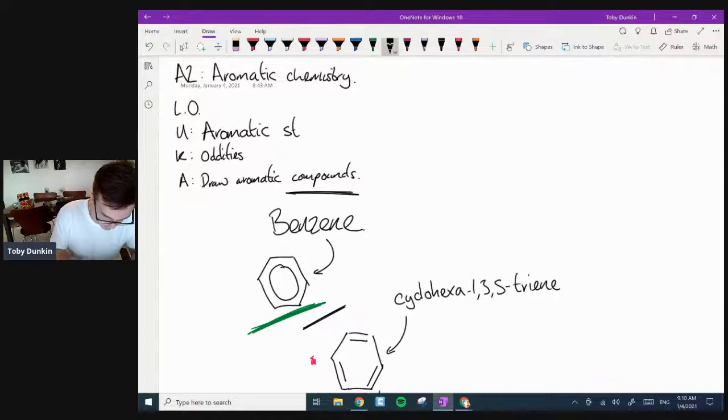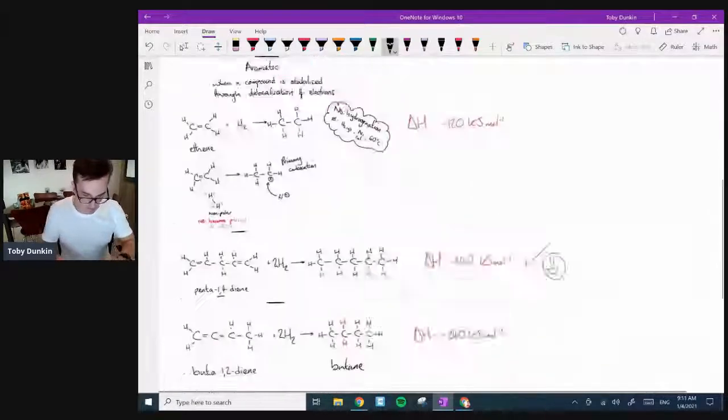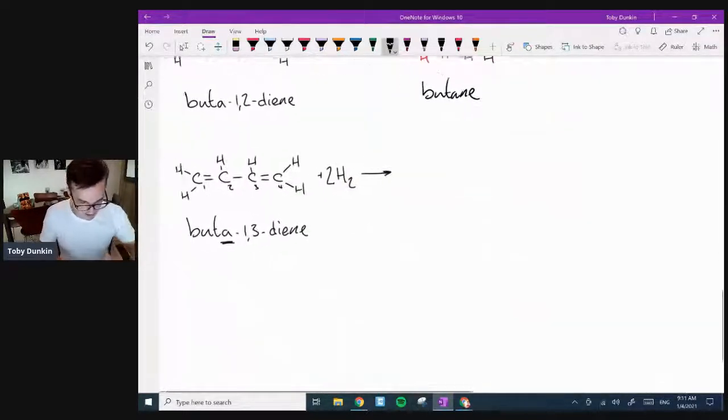Aromatic stability. Be able to recognize when it occurs, when it's present. When it's present, draw aromatic compounds. I'll stick with that one. It's fine. I should be predicting enthalpy changes.